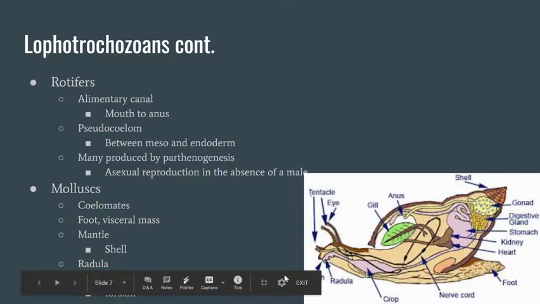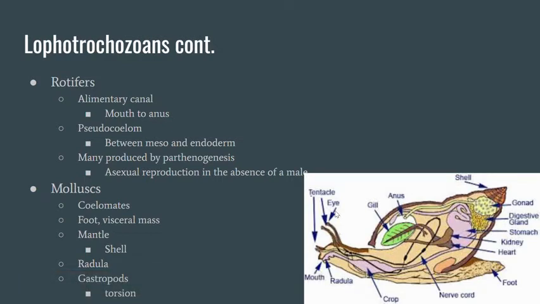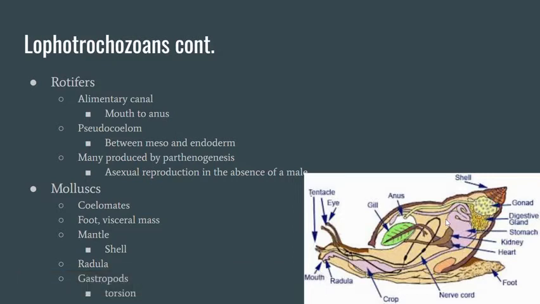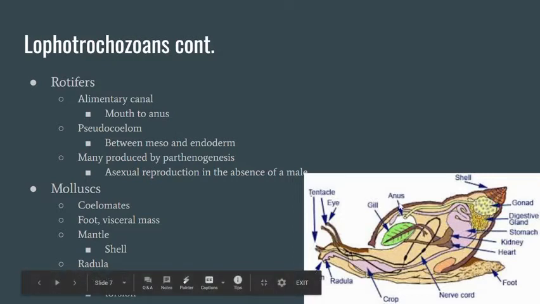Gastropod is a type of mollusk, specifically your snails and slugs. One key feature of their growth is torsion. Torsion is the twist, a 180 degree twist of the posterior end, so their anus ends up above their head actually.